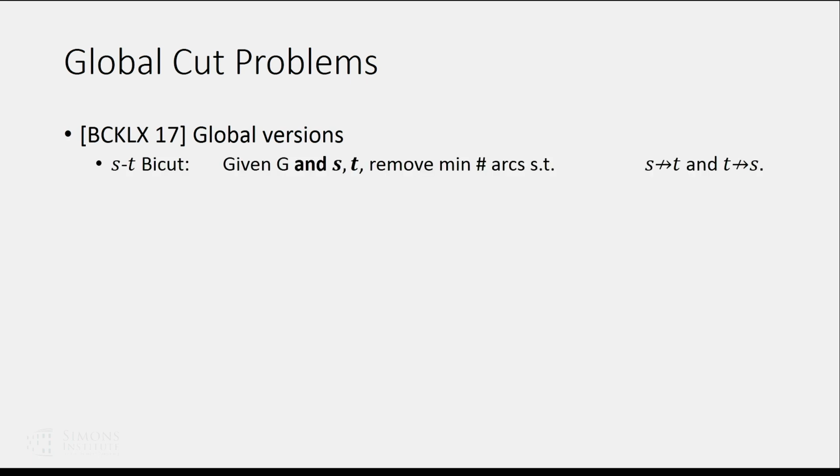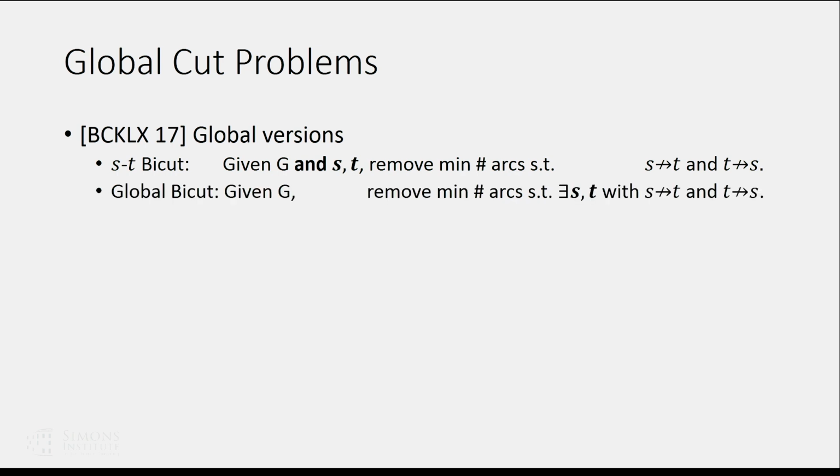Let's consider the ST bicut, which is not global. ST bicut is a special case of multicut with H when H is a bidirected edge between S and T. The problem is, given G and terminals S and T, we want to remove the minimum number of arcs such that there's no ST path and no TS path. The global bicut is a problem where, given a graph G, we want to remove the minimum number of arcs such that there exist two vertices where there's no ST path and no TS path. So we can choose where to put terminals to minimize the cut value.